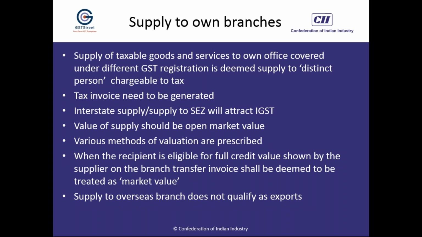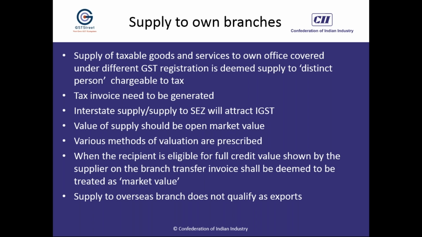So now the next important aspect. I have listed down the aspects which are important compliance aspects from the IT perspective. And there is one another, which is supply to own branches. So earlier, under the VAT and CST law particularly, when any goods from your office in one state were transferred to an office in another state, we used to call it a branch transfer, which was subject to the CST chargeable on those goods.